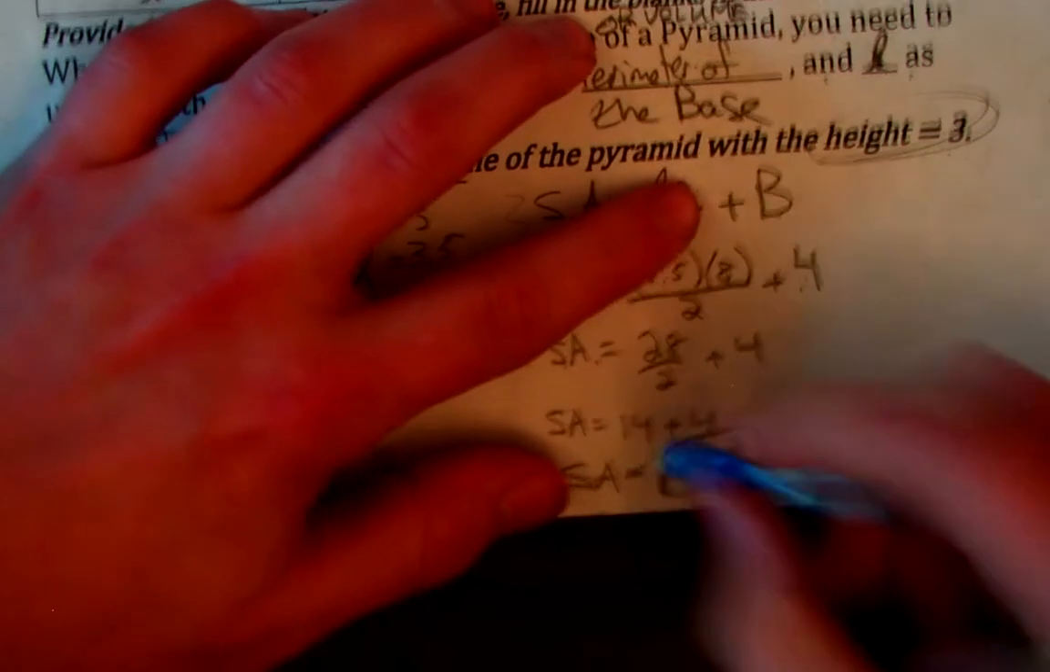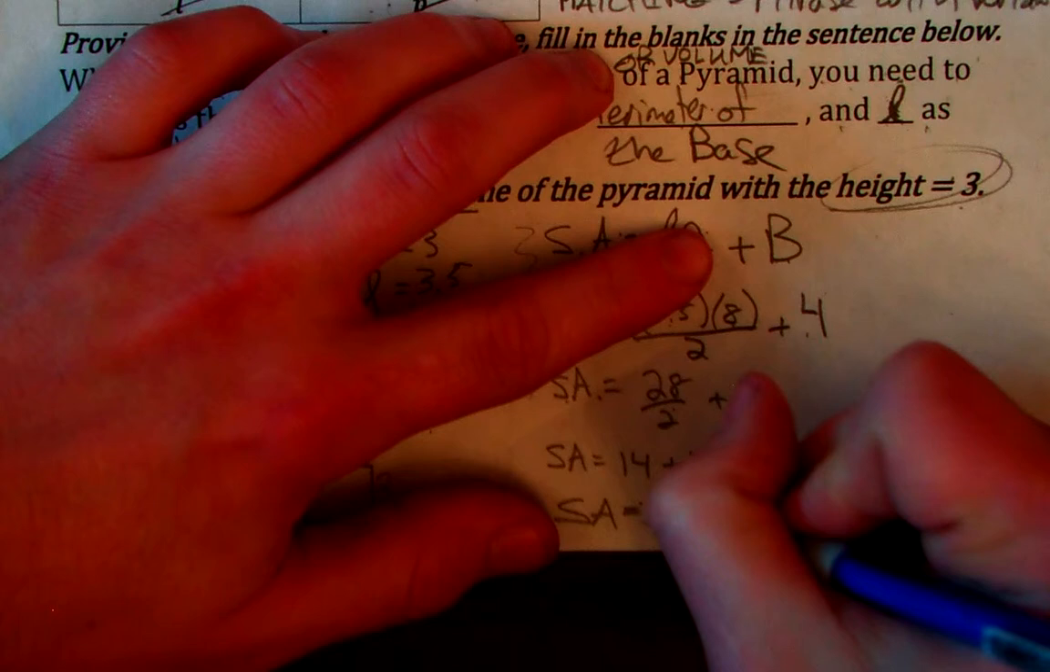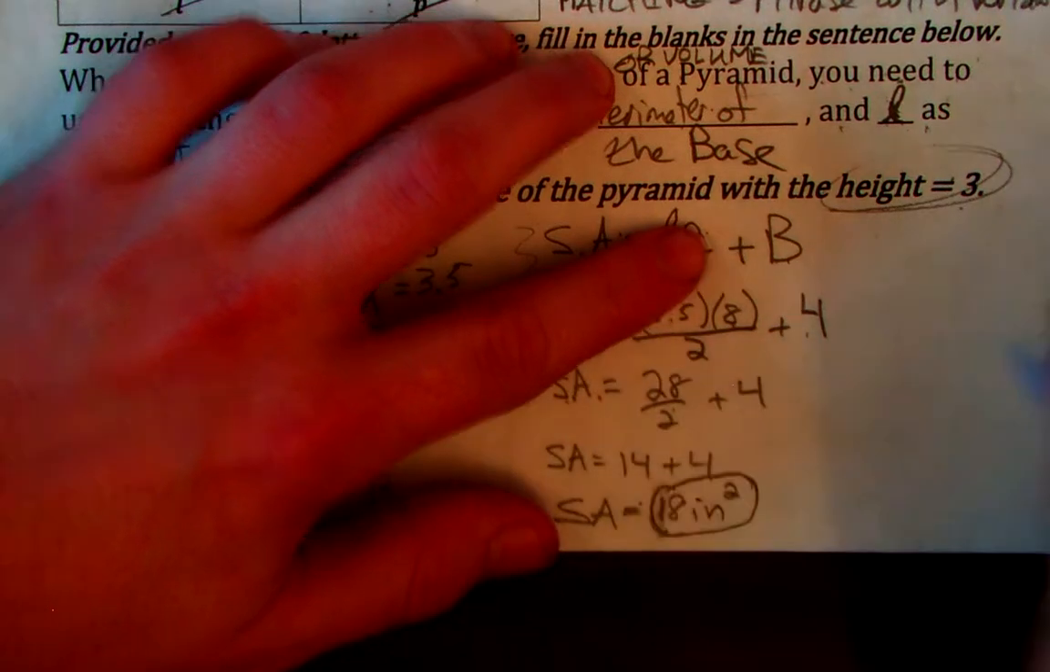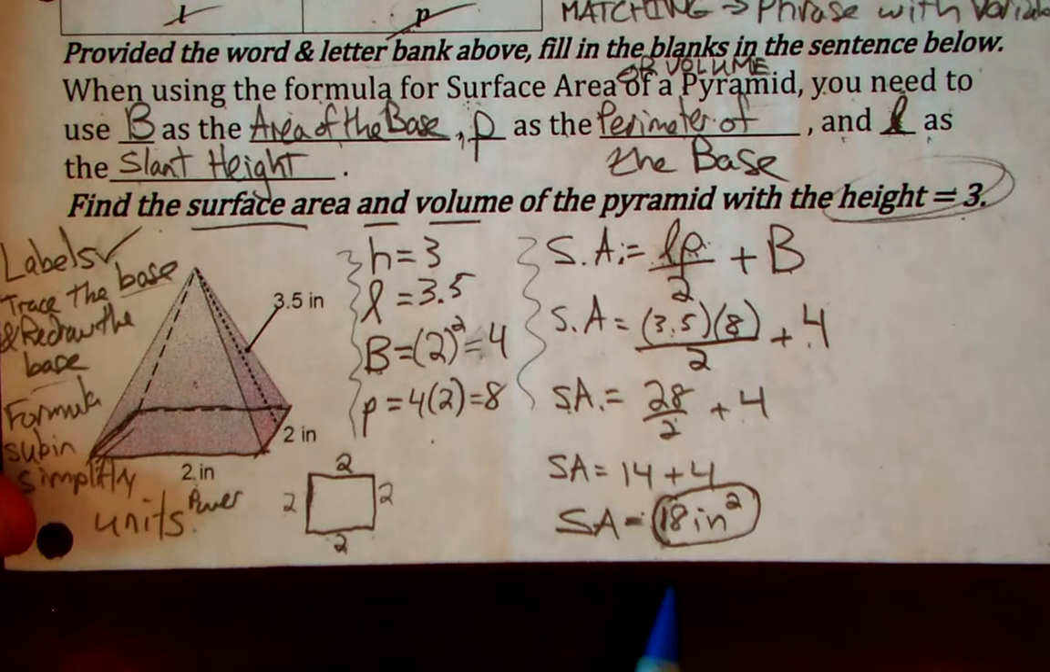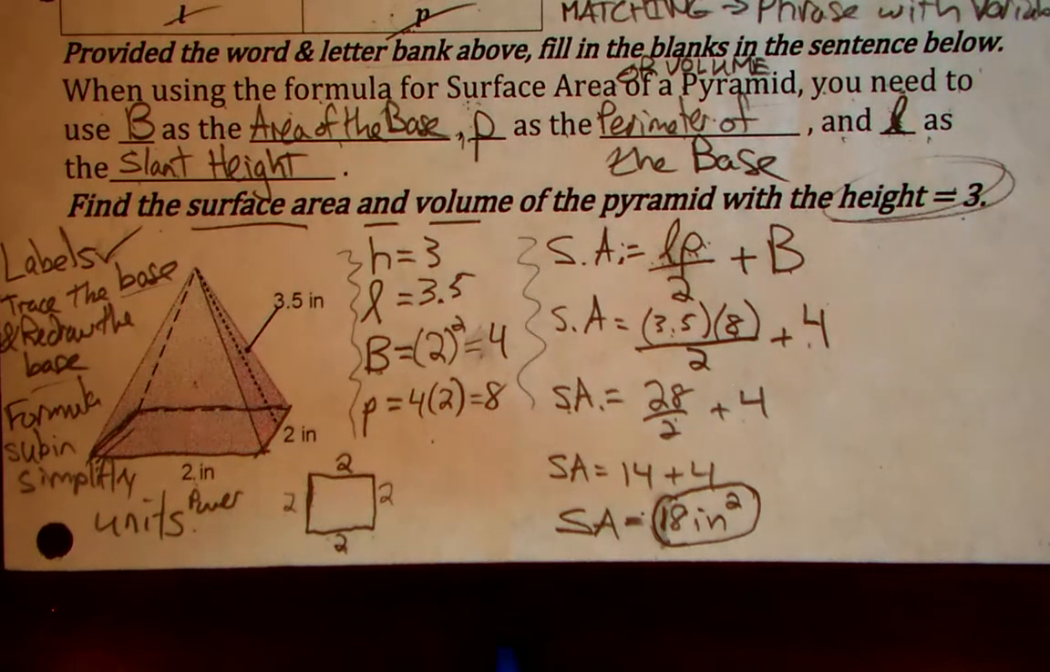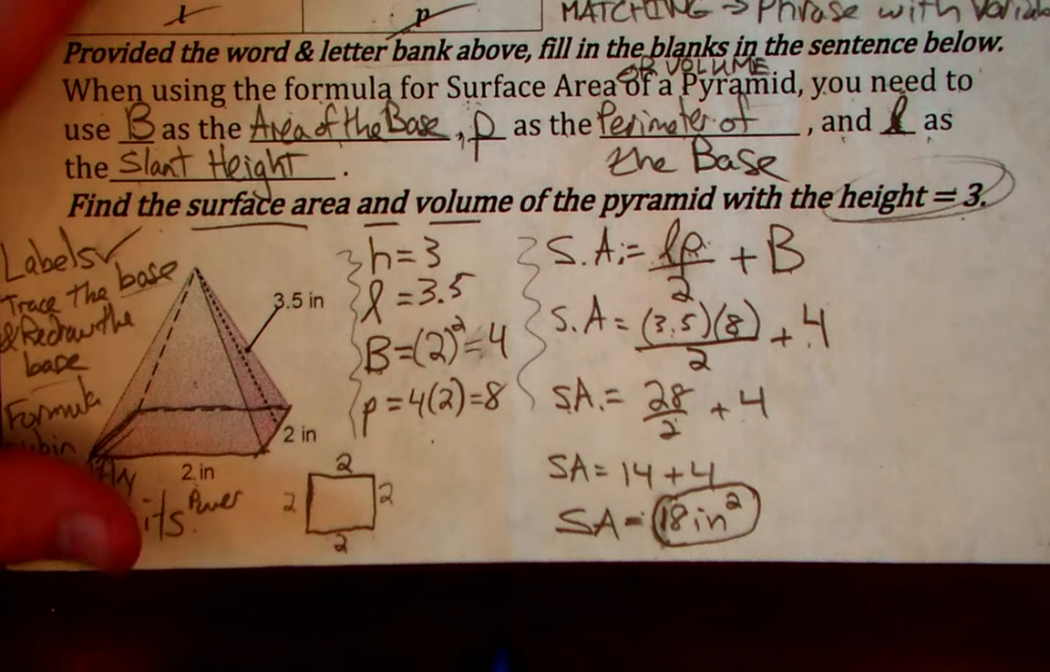Let me actually, in case you do mess up, that's totally fine. That's why you have an eraser. And so we have 18 inches squared. Again, if you need to replay, instant replay, slow motion, anything like that, please make sure you can.